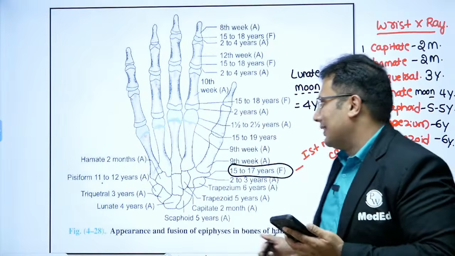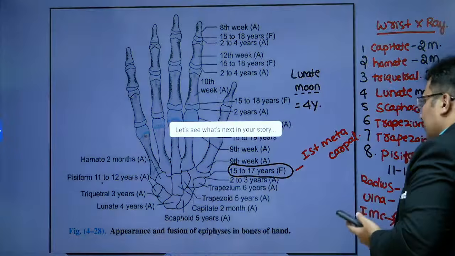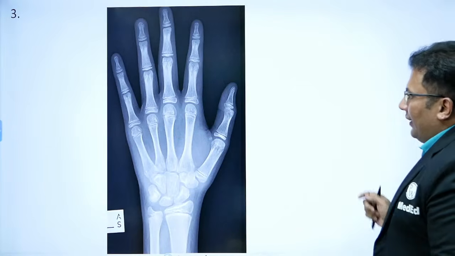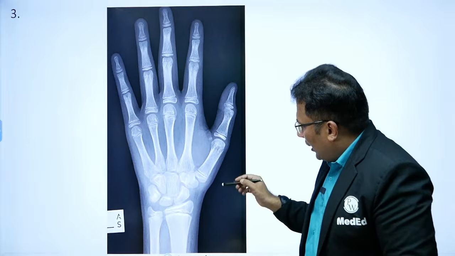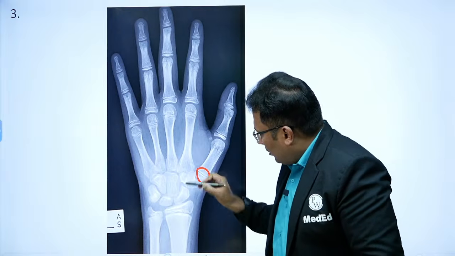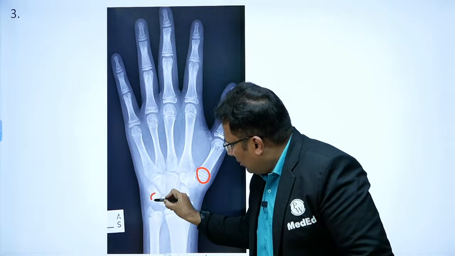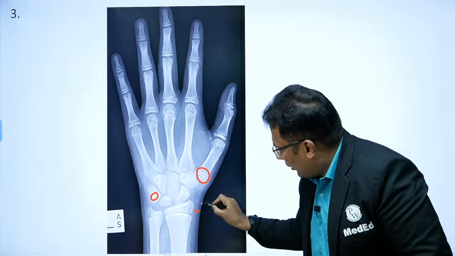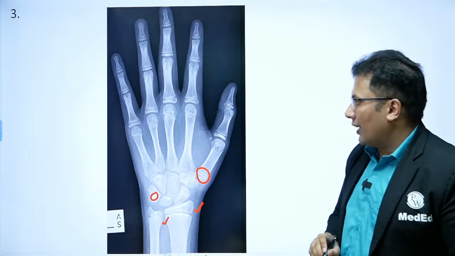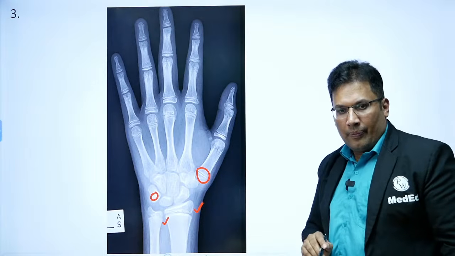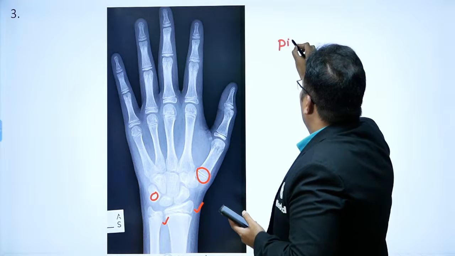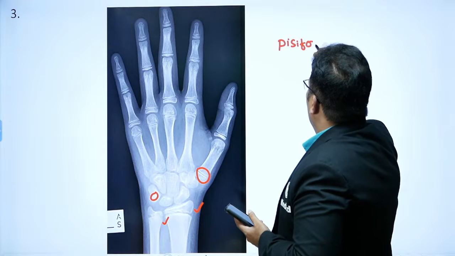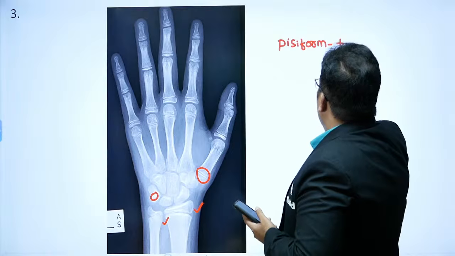Now let's see this image. Look at this image, now try to answer. Look at this and look at this. Try to answer. So here pisiform is there.